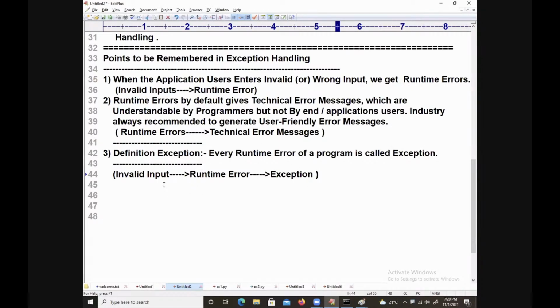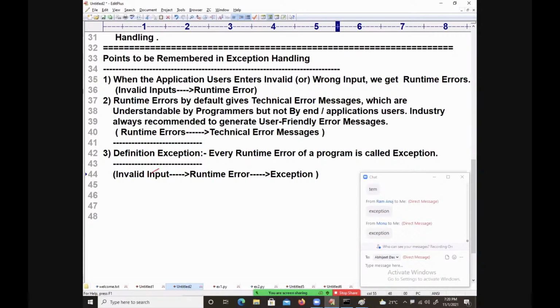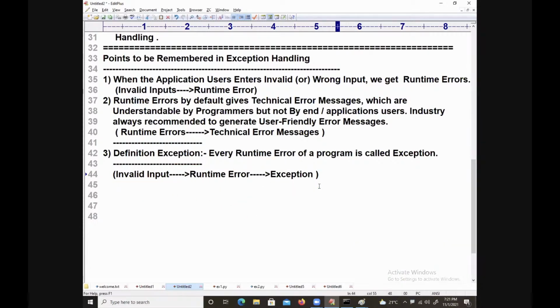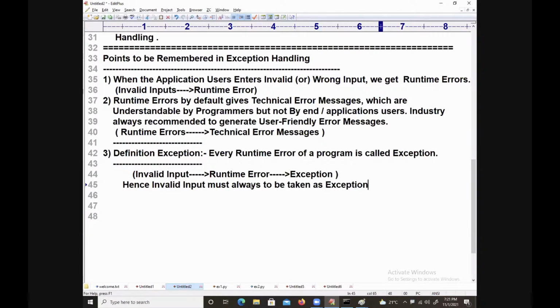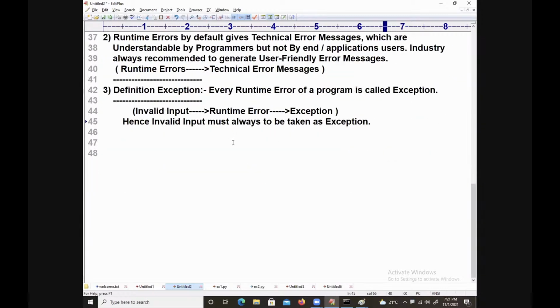Now tell me, every invalid input is called what? Runtime error. Every runtime error is called what? Exception. Hence, every invalid input is simply, straightforward, called what? Exception. That's why, my dear students, this is the conclusion: every invalid input, this point you must habituate, must always be taken as what? Exception. Is it okay?